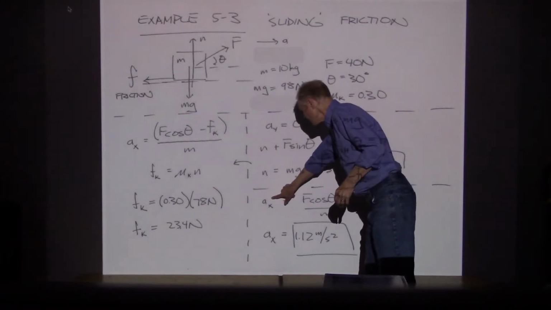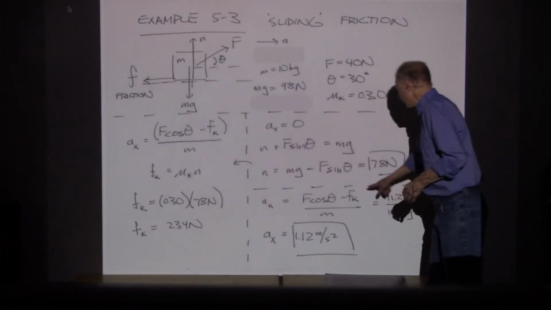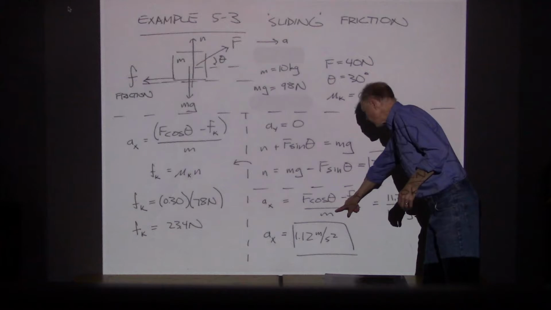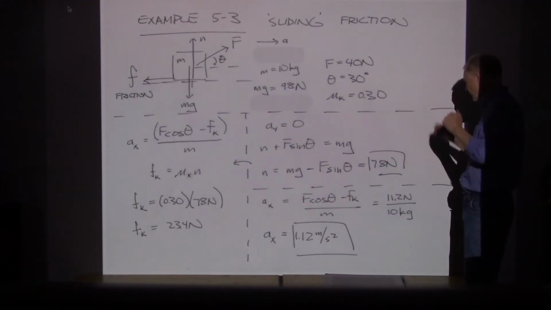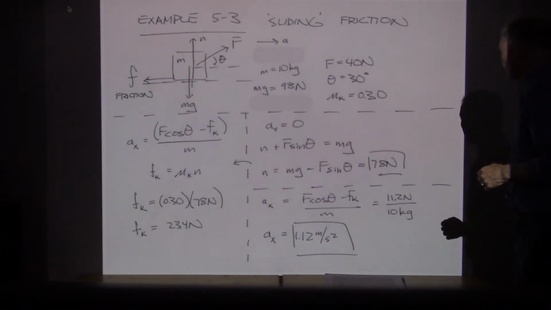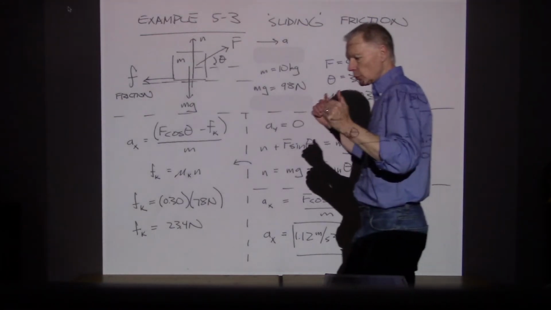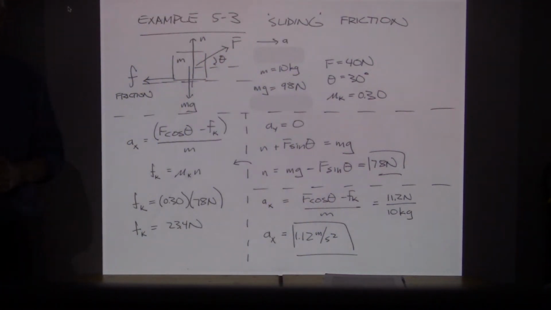The acceleration in the x direction then would be given by F cosine theta minus the kinetic force divided by mass, and that's giving us a net force in the x direction of 11.2 newtons divided by those 10 kilograms. That would give us an acceleration in the forward direction, 1.12 meters per second squared.